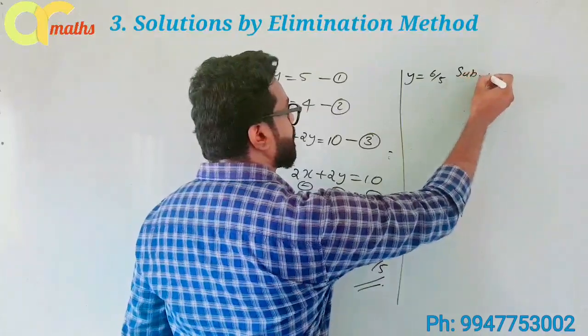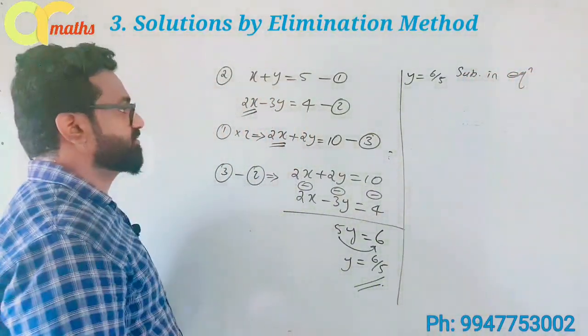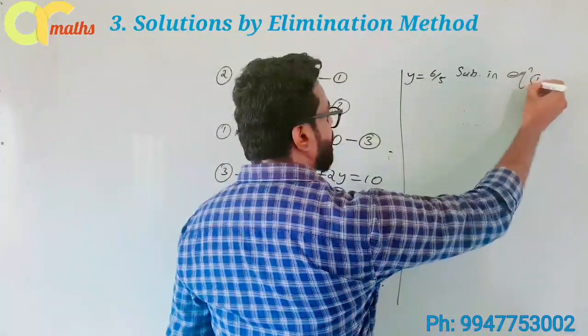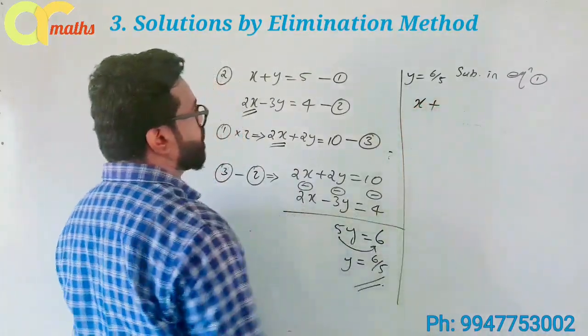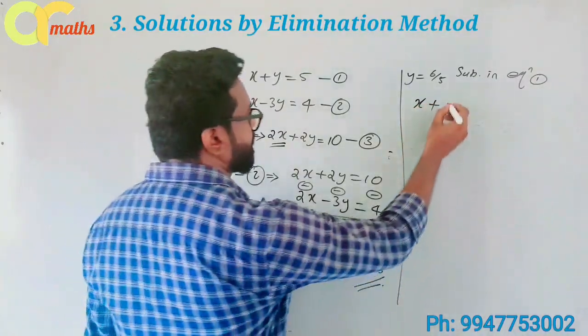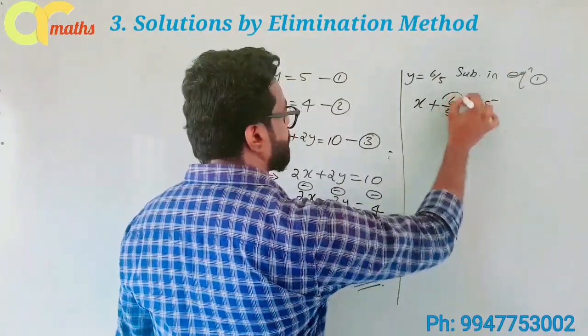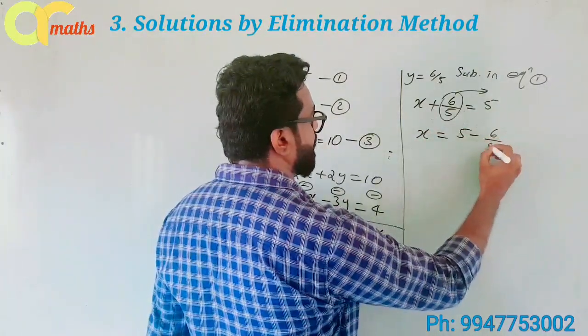Substitute in equation 1, 2, 3, any equation. The simplest equation is the first equation. So equation 1, substitute. So x plus y, we know the value of y, that is 6 by 5. x plus 6 by 5 is equal to 5. Then simplify. x equals 5 minus 6 by 5.